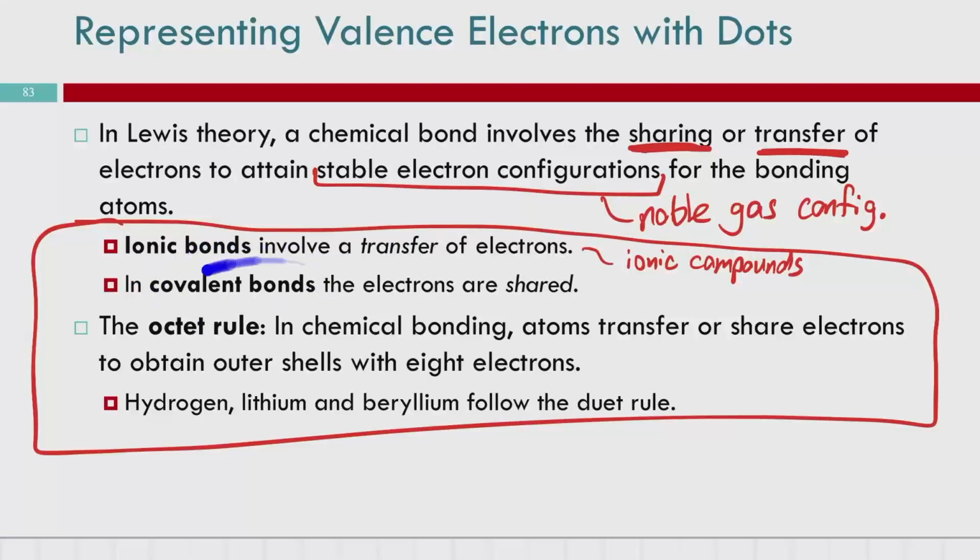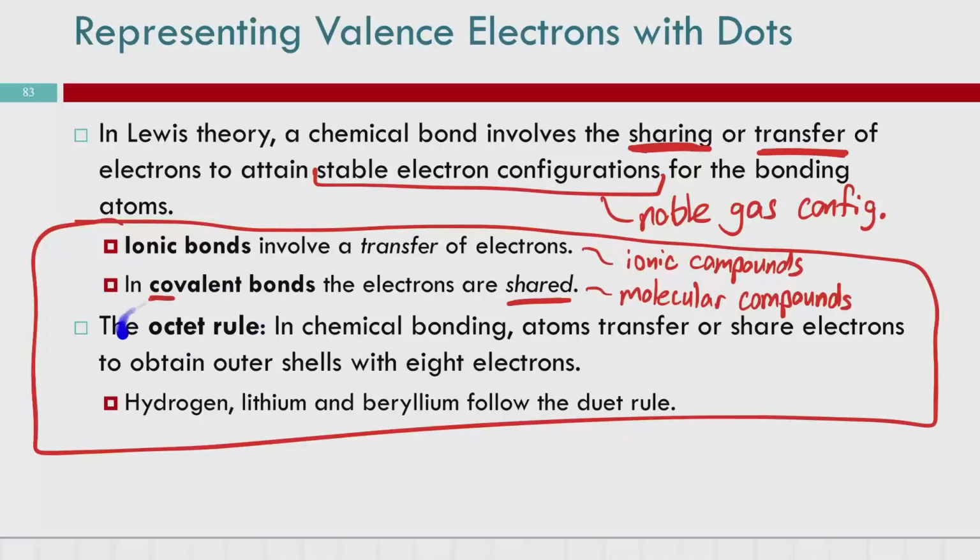In covalent bonds, the electrons are shared. What does the co in covalent mean? Together, like cooperative, working together. So that co means together, it means they're shared. And this is in molecular compounds. Molecular compounds have covalent bonds. Molecular compounds being things with nonmetals only. So just in that upper right part of the periodic table, that's where our nonmetals live.